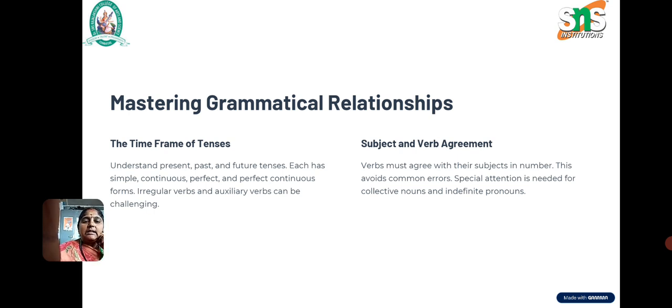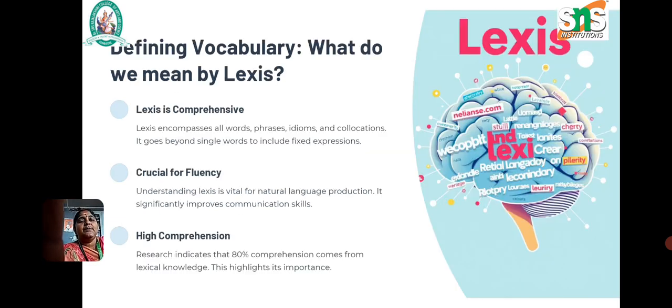Each has simple, continuous, and perfect continuous forms. There are other forms of verbs: regular and irregular verbs, auxiliary verbs, modal verbs, and linking verbs. Then subject-verb agreement: the verb must agree with the subject in number. We should avoid common errors and pay closer attention to collective nouns and indefinite pronouns.